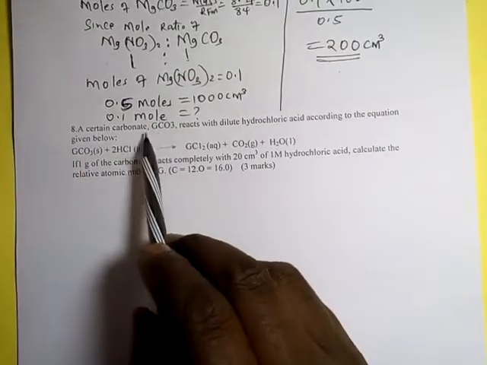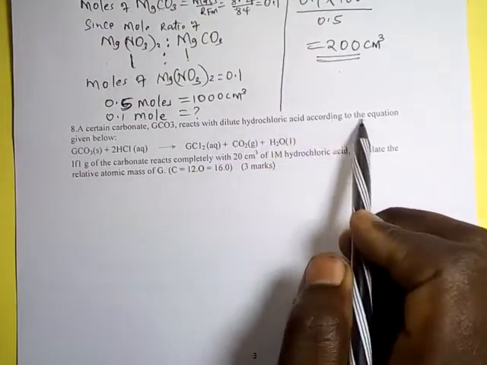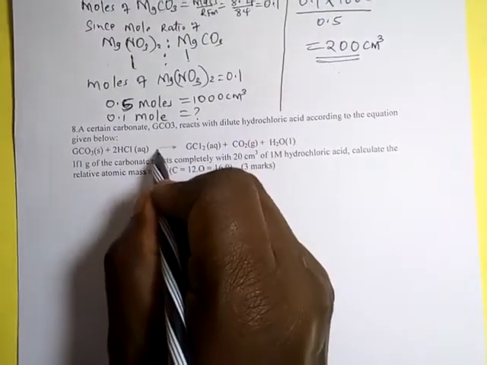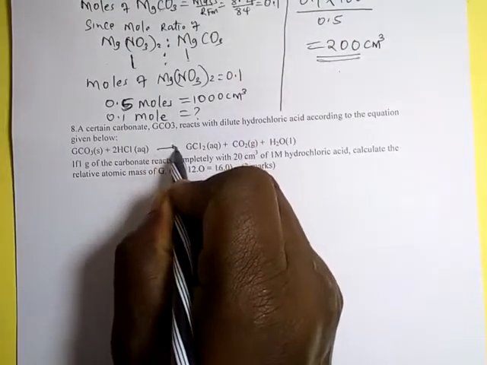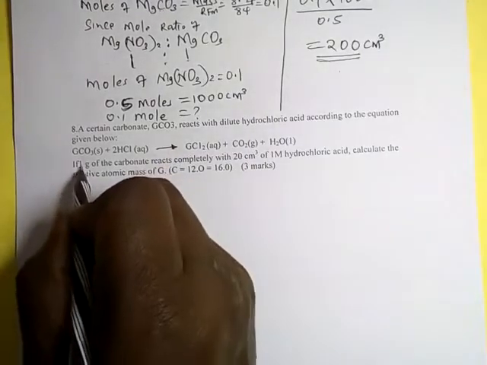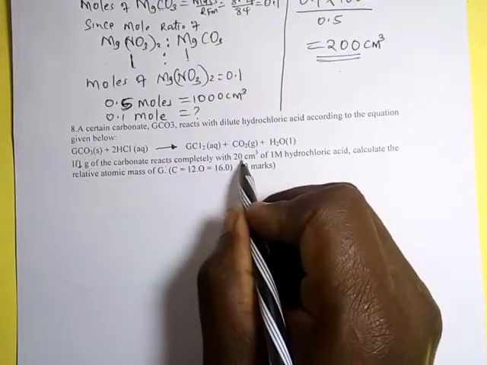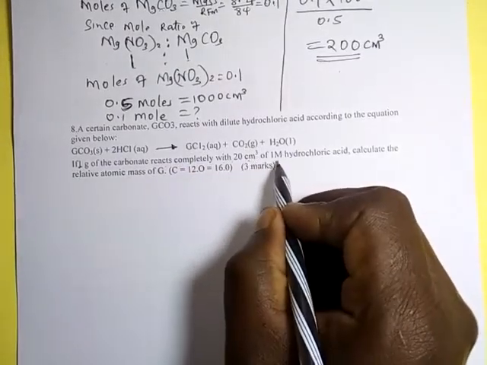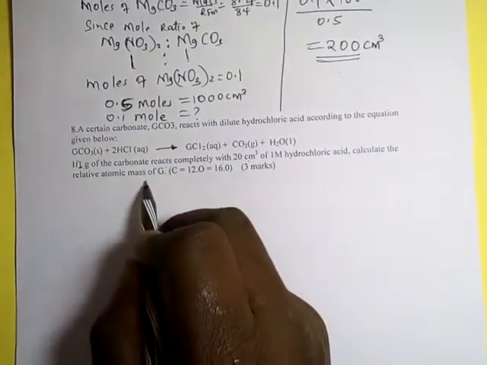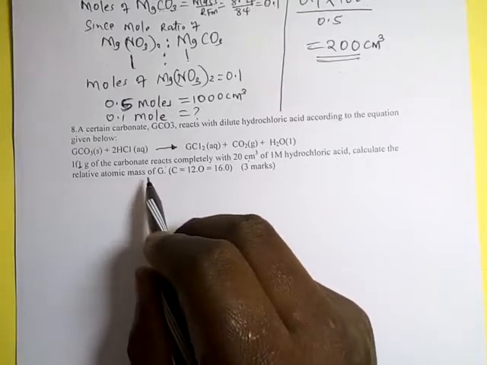A certain carbonate, G carbonate, reacted with dilute hydrochloric acid according to the equation below. We have been given the equation. If 1 gram of the carbonate reacts completely with 20 centimeters cube of 1 molar hydrochloric acid, calculate the relative atomic mass of G. We want to calculate the relative atomic mass of G.